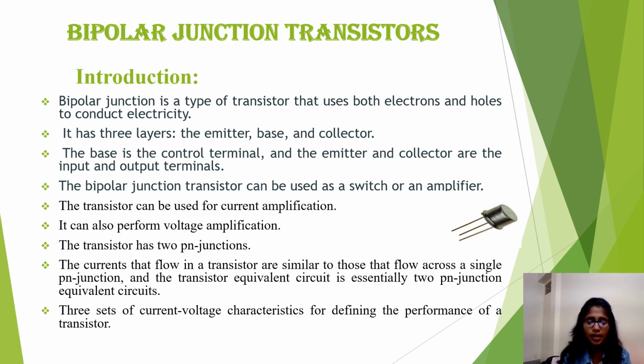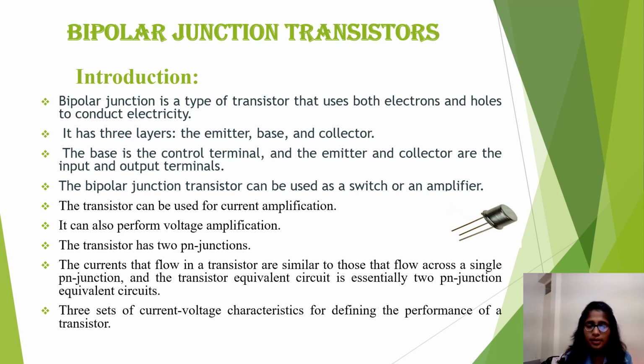Introduction. A bipolar junction transistor is a type of transistor that uses both electrons and holes to conduct electricity. It has three layers: the emitter, base, and collector. The base is a control terminal, and the emitter and collector are the input and output terminals. The bipolar junction transistor can be used as a switch or an amplifier.